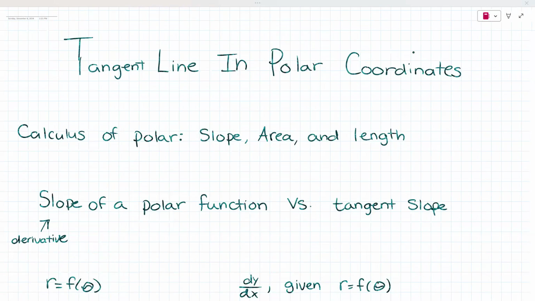Hello, in this video, we will go over the difference between finding the derivatives of a polar function and finding the slope of a tangent line. Then we will learn how to find horizontal and vertical tangents with respect to polar coordinates. Okay, so we are learning tangent line and polar coordinates, so calculus of polar, slope, area, and length.